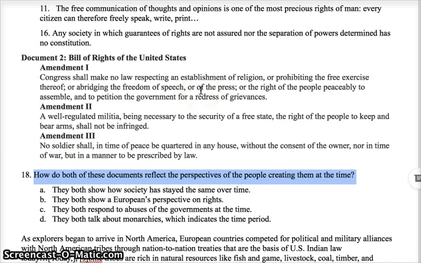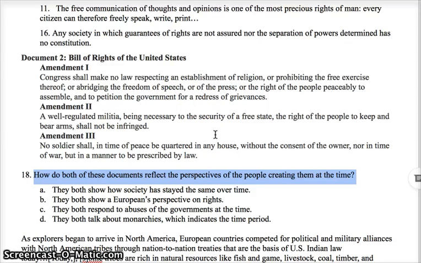Amendment 2, a well-regulated militia being necessary to the security of a free state, the right of people to keep and bear arms shall not be infringed. So we're talking about militia, which makes me think of military, and the right to bear arms. And I know that that has to do with weapons.